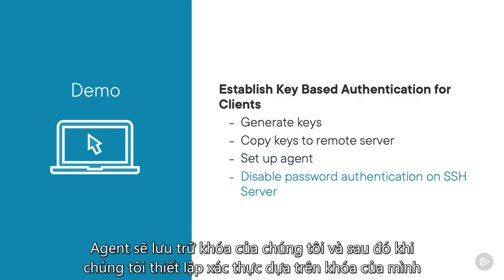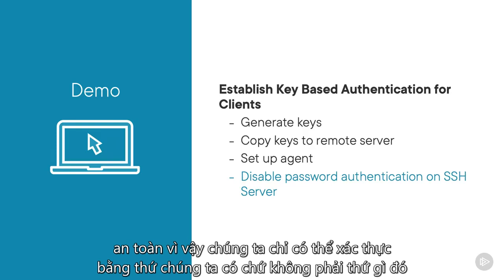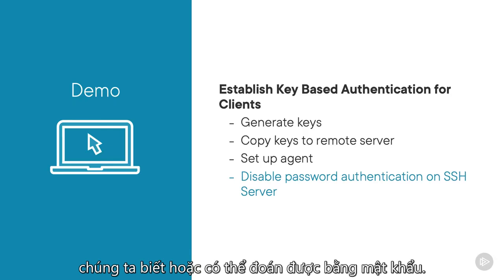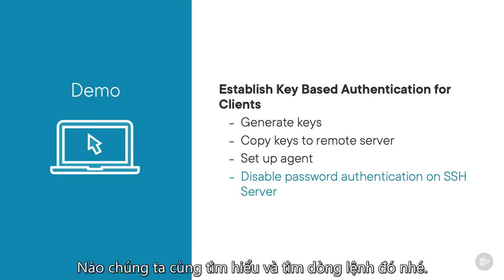And then once we've set up our key-based authentication, we can disable password-based authentication on Ubuntu 2, keeping it more secure so we can only authenticate by something we have rather than something we know or, with passwords, can guess. Come on, let's go through and find that command line.